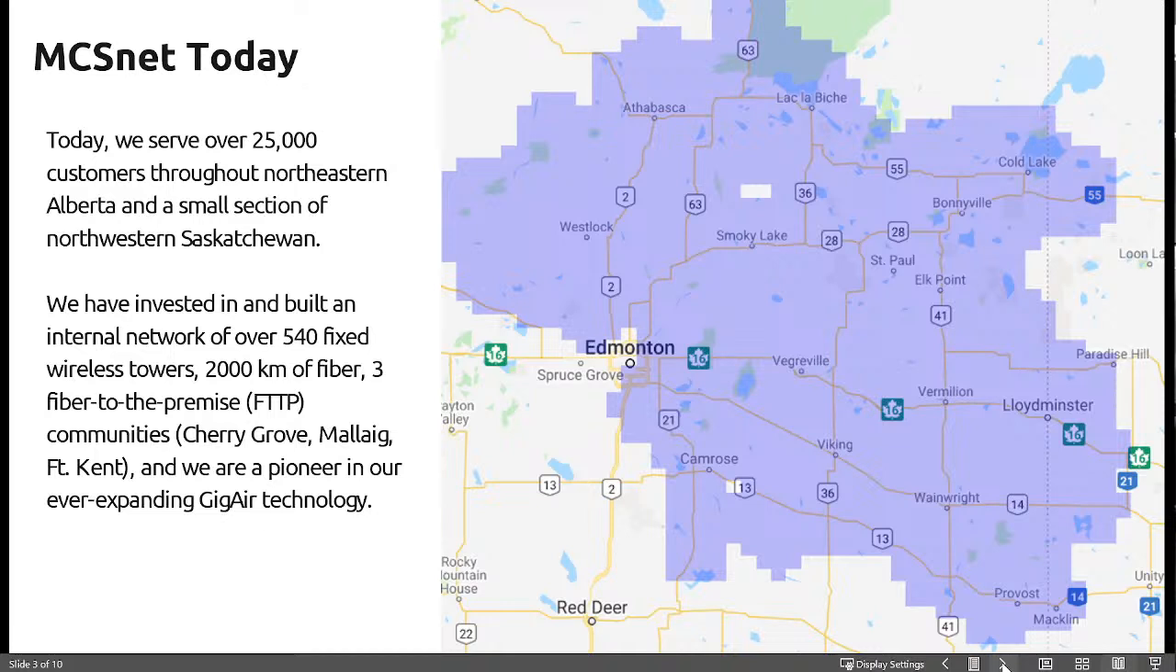We currently have just under 25,500 customers. We have, as it says, 540 fixed wireless towers. That's growing as we speak. We have just over 2,000 kilometers of MCSNet owned fiber and three fiber to the premise communities, which we have done: Cherry Grove, Millag, Fort Kent, and we are currently looking at Thorhild. Those came about because of grants. We primarily deliver our internet wirelessly. That is, we are what's called a WISP, which is a wireless internet service provider. So our business model is to provide our internet via wireless towers.